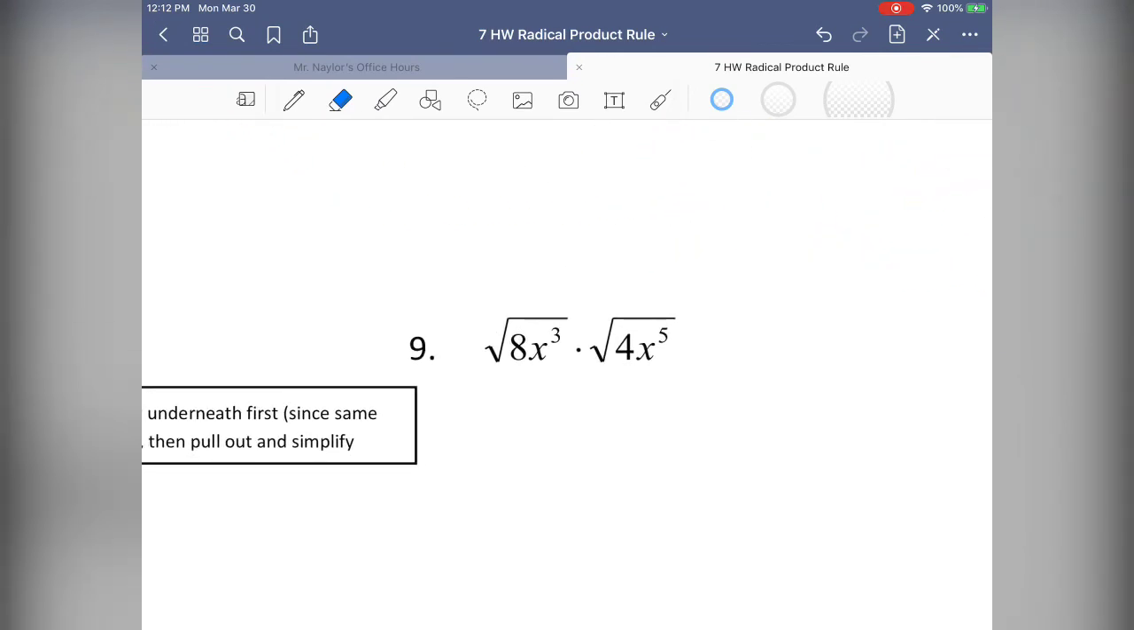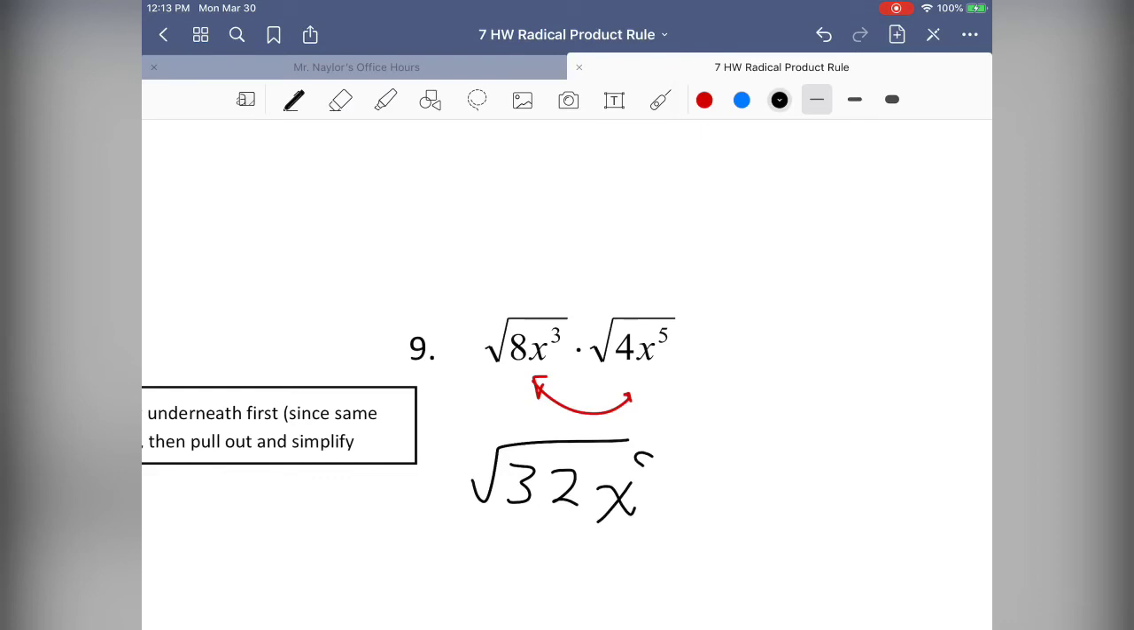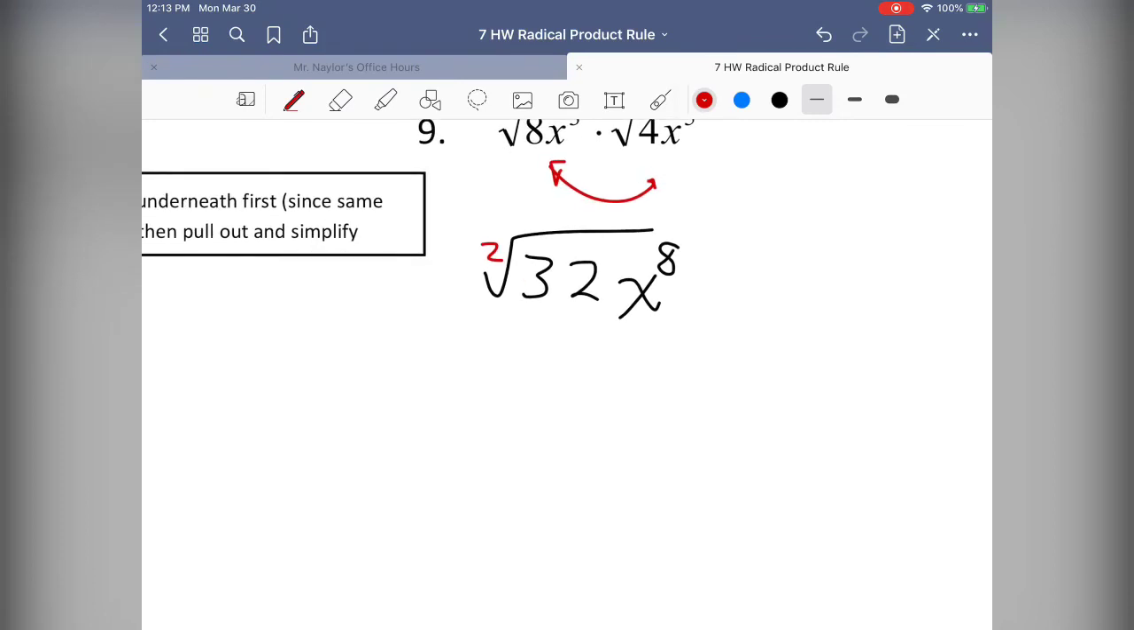Now, when you have two radicals, you're able to reverse the product rule. You're able to multiply these together. When you multiply them together, you end up getting 32. And when you add those exponents, you get x to the 8. Now, this again is a square root, so we're going to want to try to split up 32. Of course, we're going to want to split it up into two numbers, one of them being a perfect number.